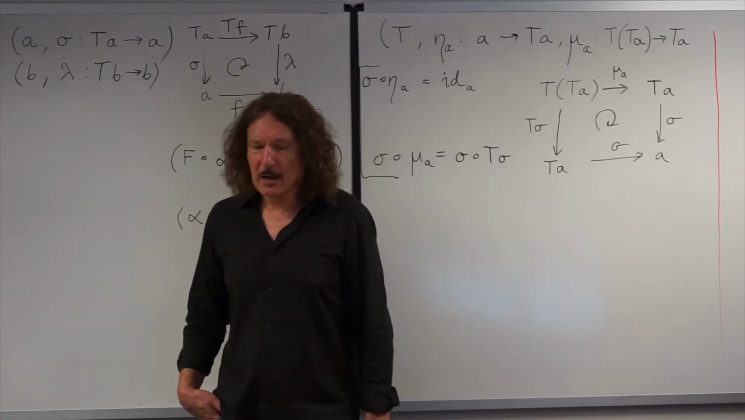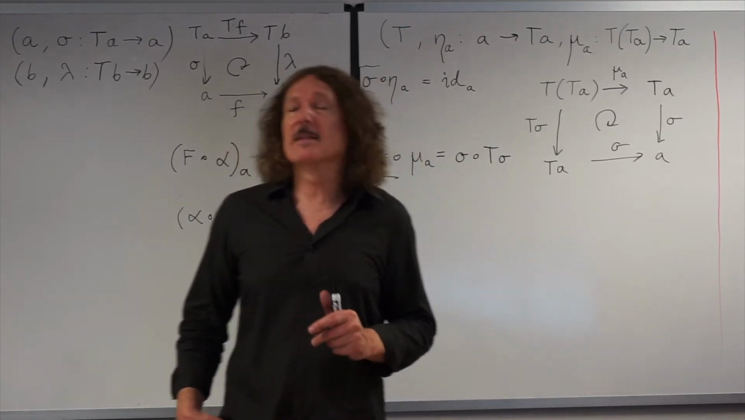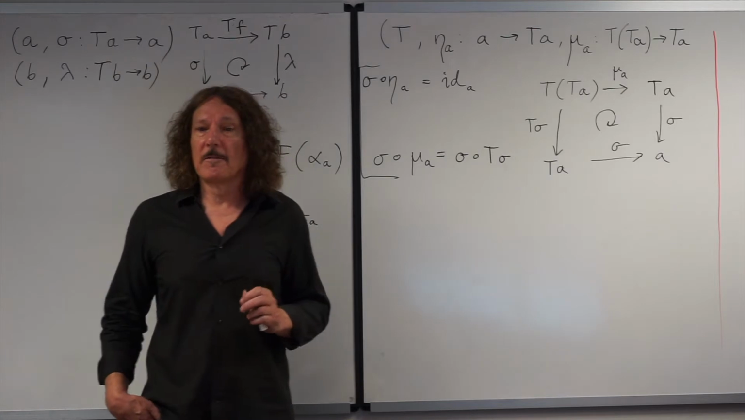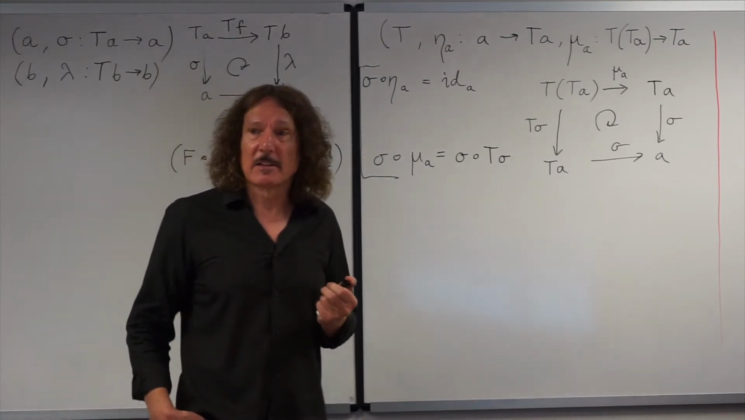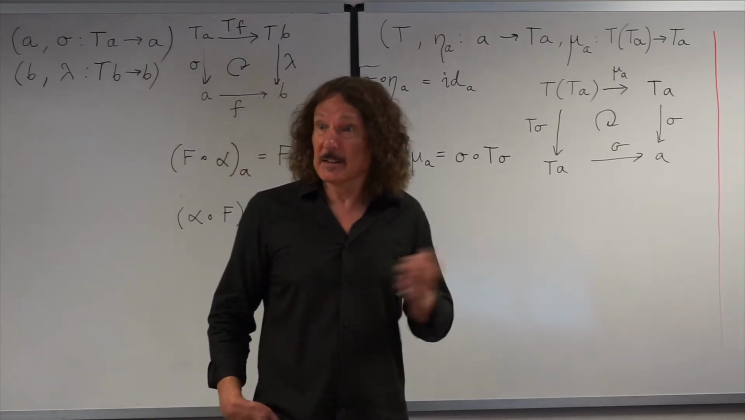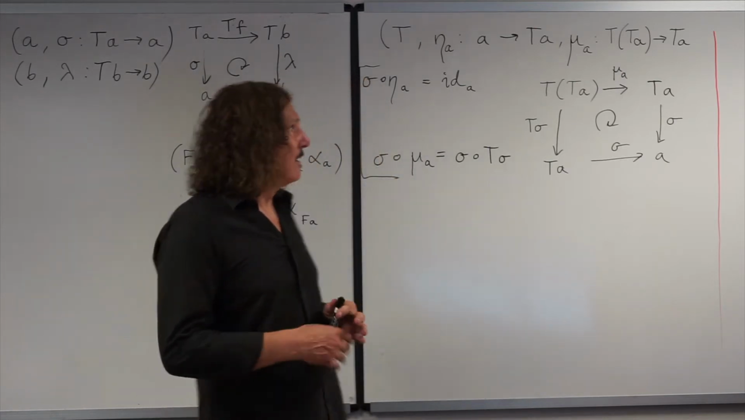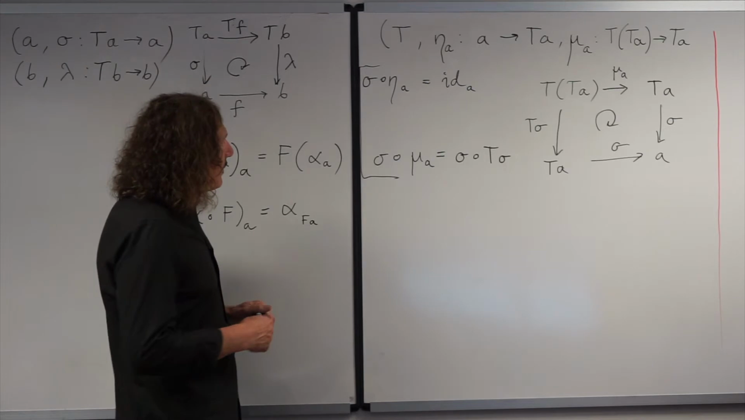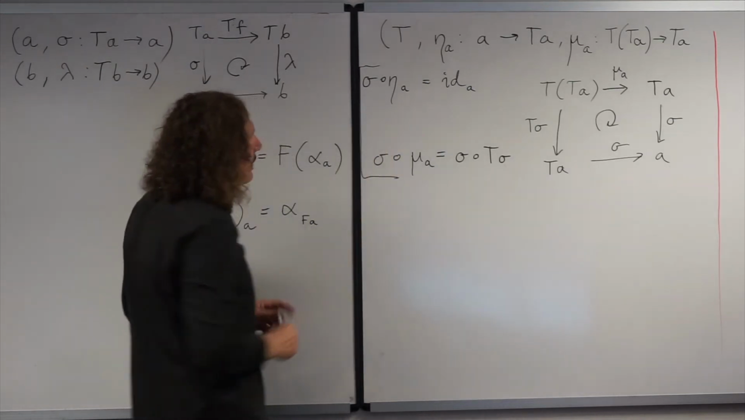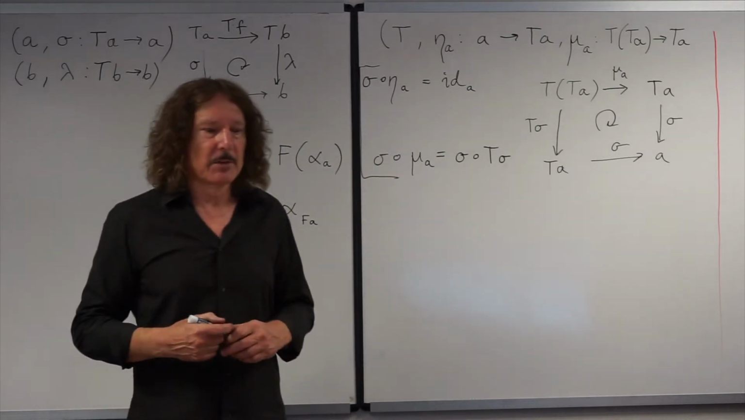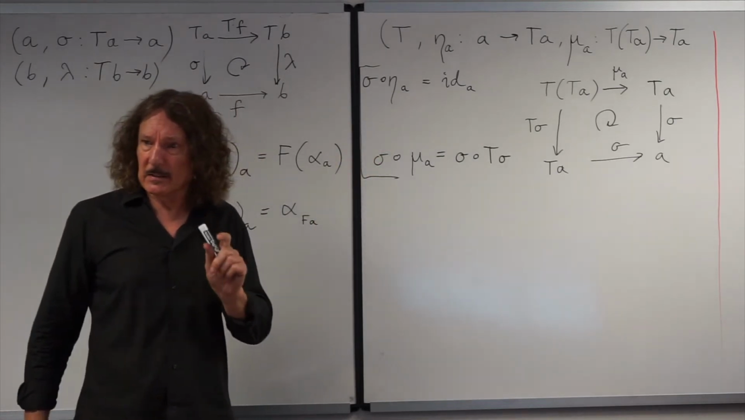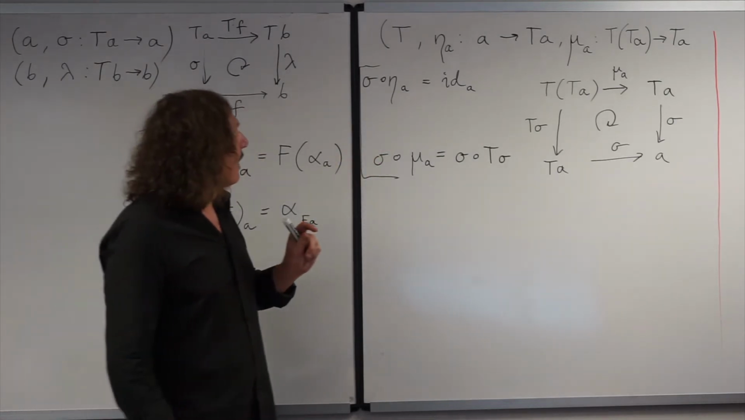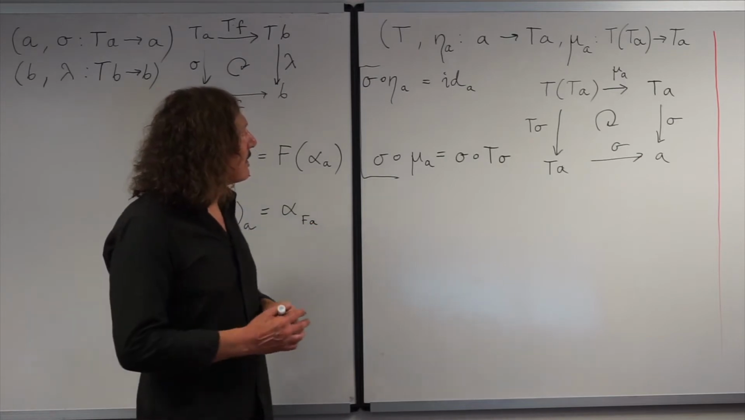So let's continue with this example of a list monad. What are the algebras for the list monad? The ones that are compatible, right? So let's start with this condition, right? So eta will create a singleton list, and it means that sigma.